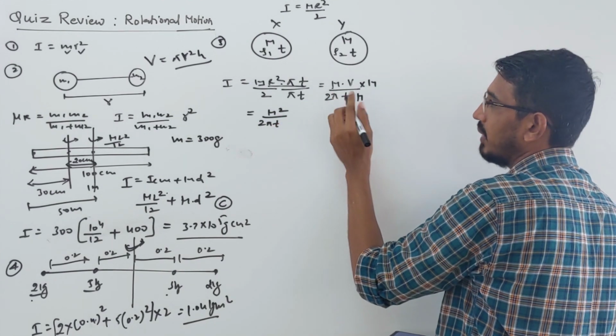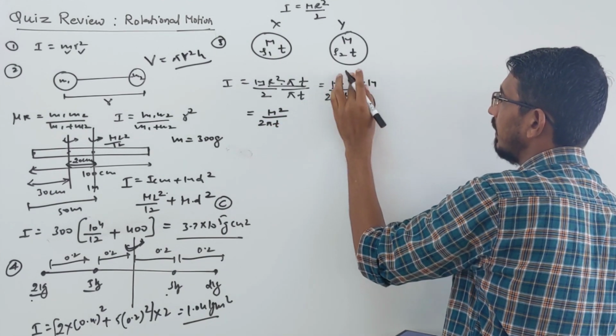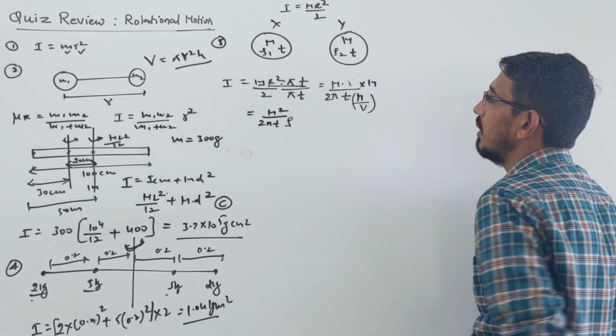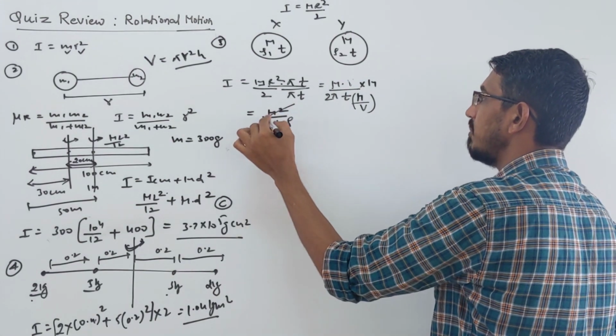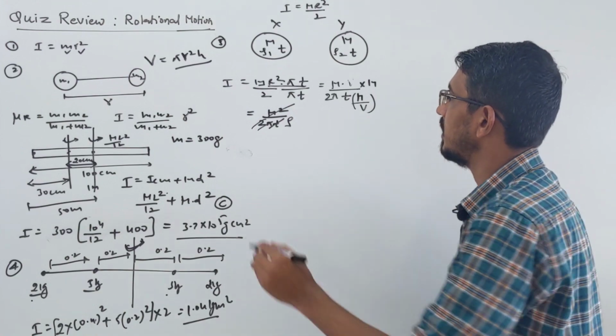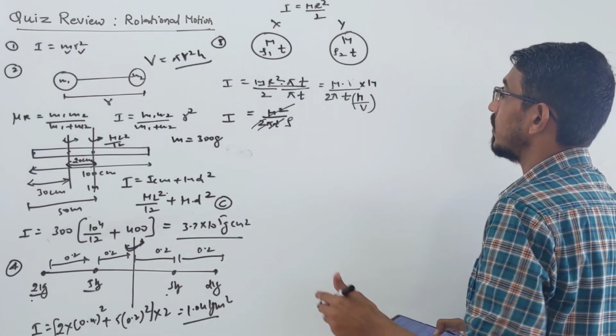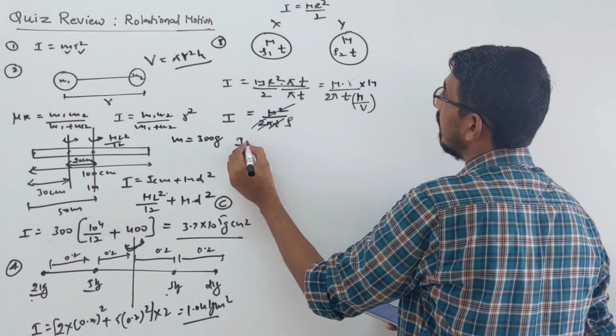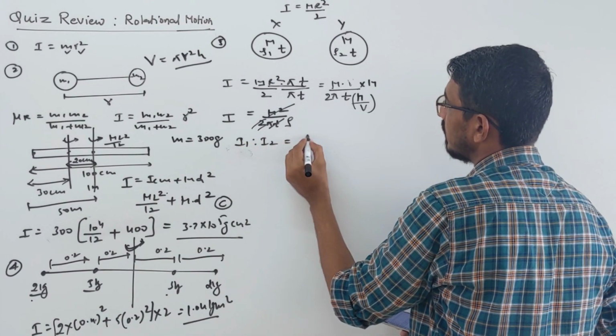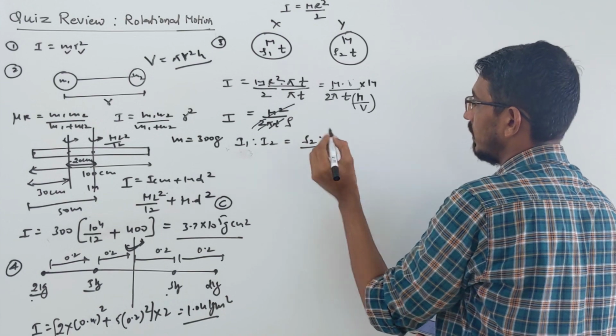I am bringing the volume down here, so this becomes rho. Everything else is given the same: mass given same, 2 pi, thickness given same. So inertia comes out inversely proportional to density. Inertia is inversely proportional to density. So inertia I1 by inertia I2 will be rho 2 by rho 1.